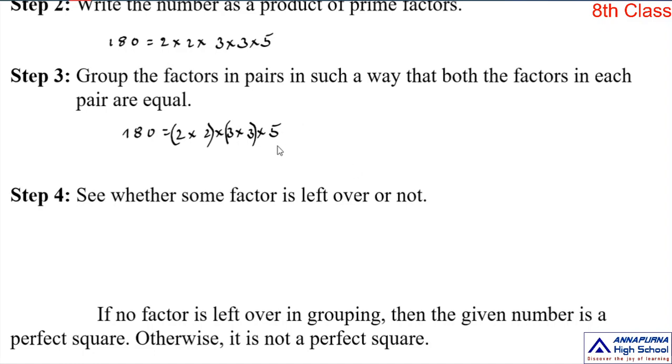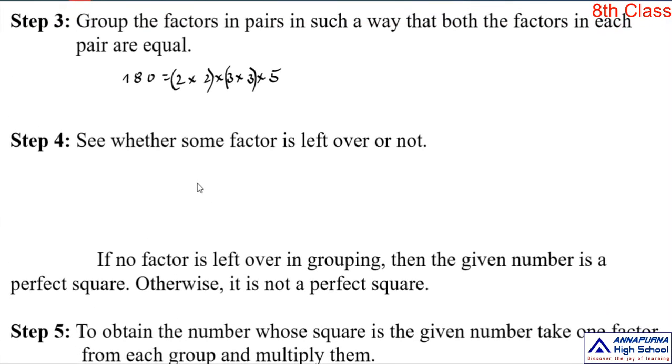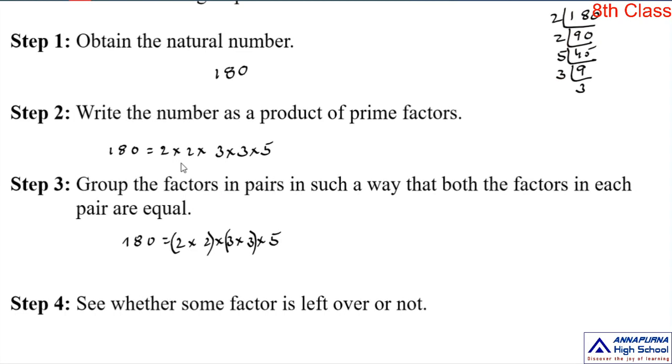Why? Because here we left one factor outside the grouping, so this 180 is not a perfect square number, and there is no need to follow the fifth step. Why? Because it is not a perfect square number. Okay, let us take one more example.